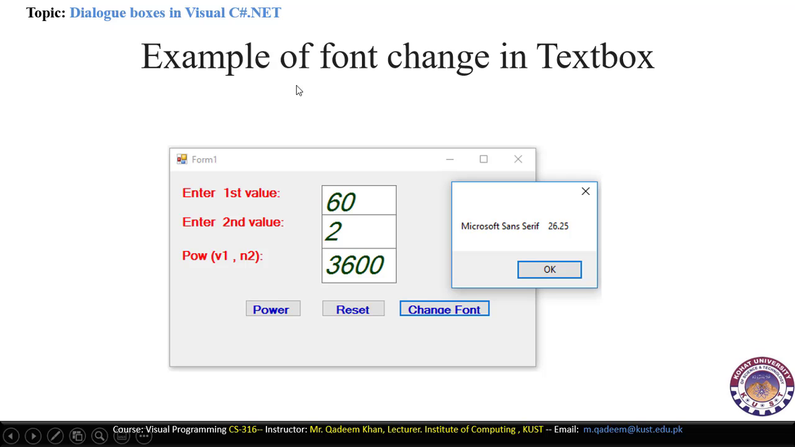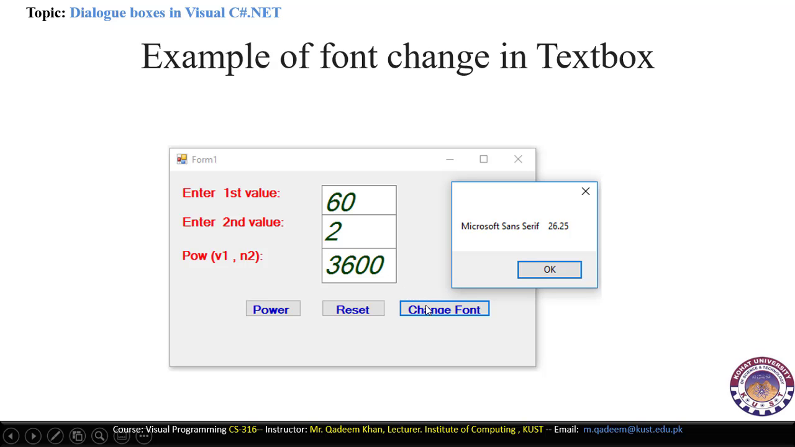Now here is the example of the dialogs. For example, we have three different text boxes. The first text box takes an integer and the second text box also takes an integer, and the third text box will display the power of the first text box over the second text box value. So if I click the power button, then 3600 will be displayed here. That means that 6 power 2 is 3600, and the reset button will clear all the text boxes.